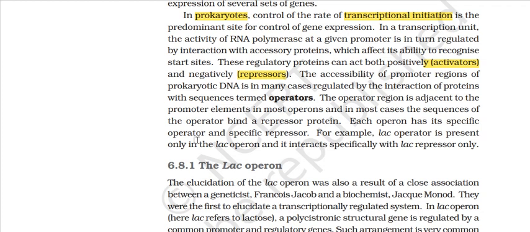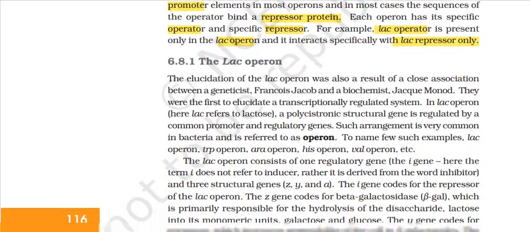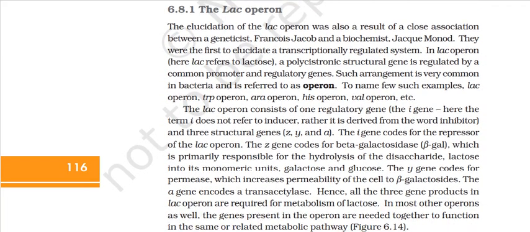Operator भी promoter के साथ में ही होता है. In most operons and in most cases, the sequences of the operator bind a repressor protein. Fine. Usually repression के लिए. Each operon has its specific operator and specific repressor. Fine. So specificity आ रही है. For example, lac operator is present only in the lac operon and it interacts specifically with lac repressor. Only we're going to actually do the lac operon concept right now. This is again an example of gene expression, how you're controlling it, right?